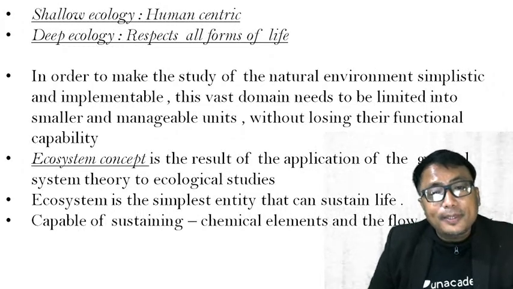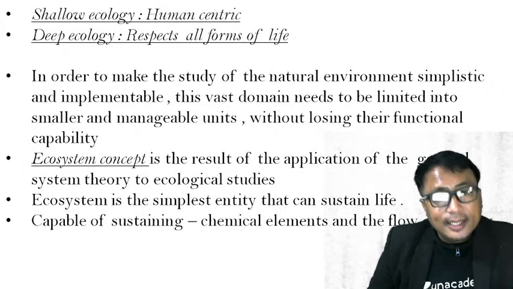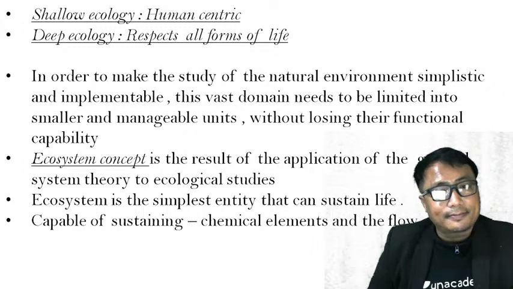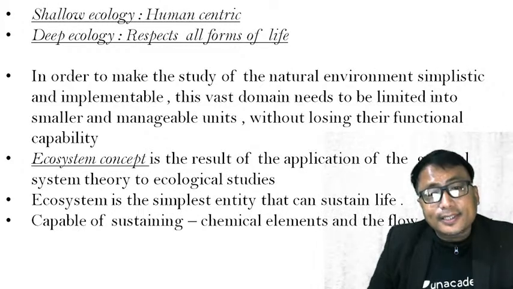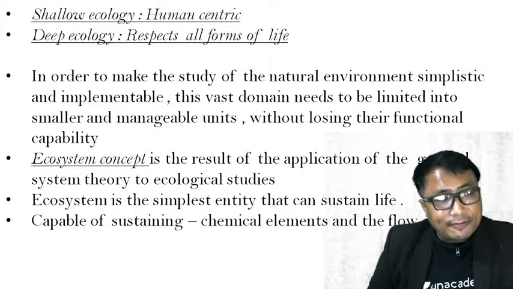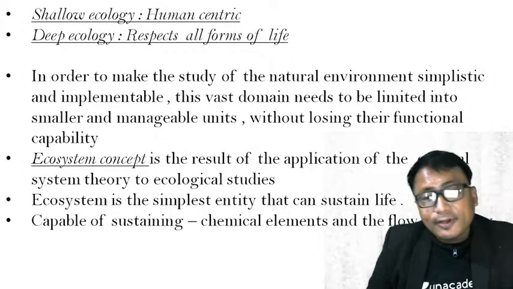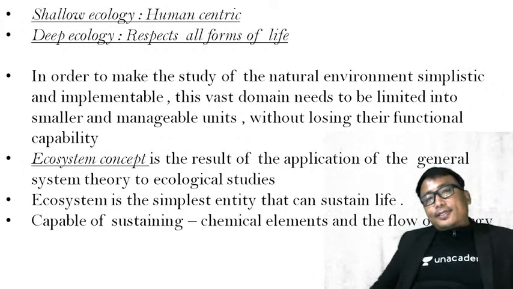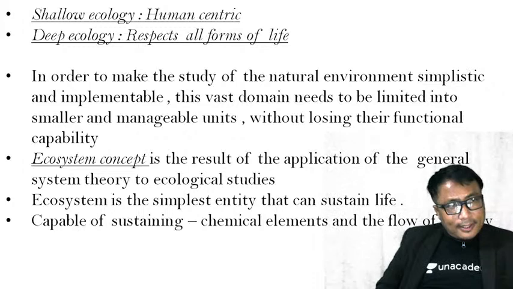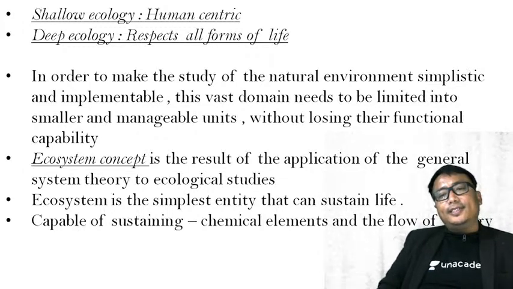Ecosystem is the simplest unit or entity that can sustain life. Okay? Ecosystem. They are capable of sustaining chemical elements and the flow of energy. Why? Because for the sustenance of any organism, there needs to be a certain flow of chemicals in the environment or in the ecology. At the same time, flow of energy is there.